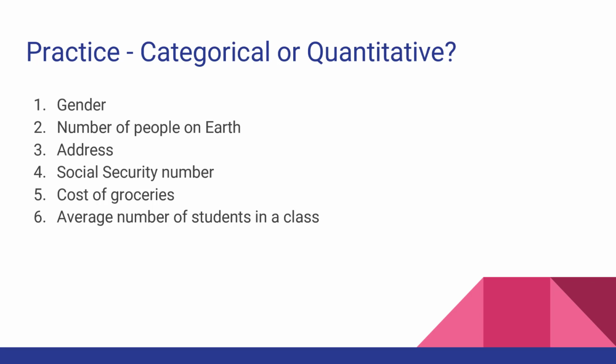So first of all, we have gender. Can gender be expressed as a number? No, so we automatically know that it's not quantitative, so it has to be categorical.